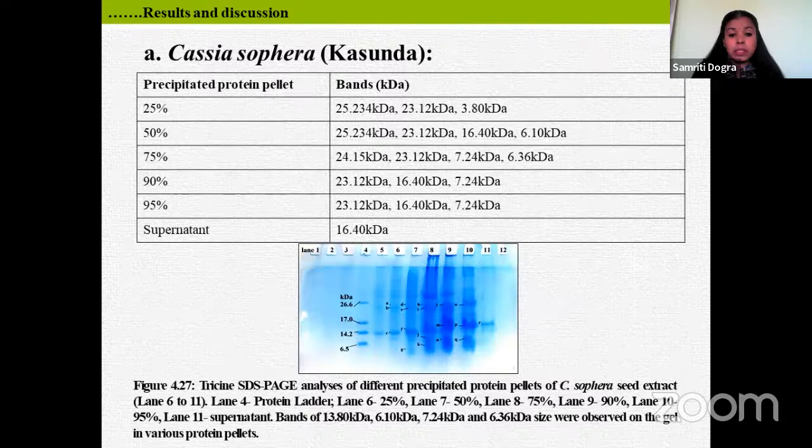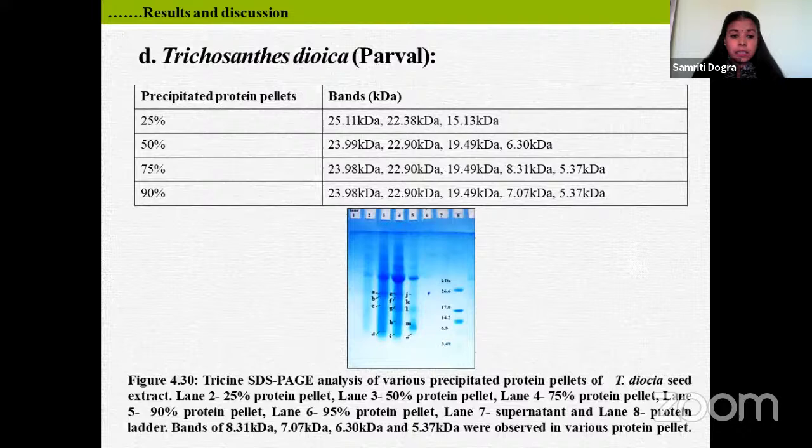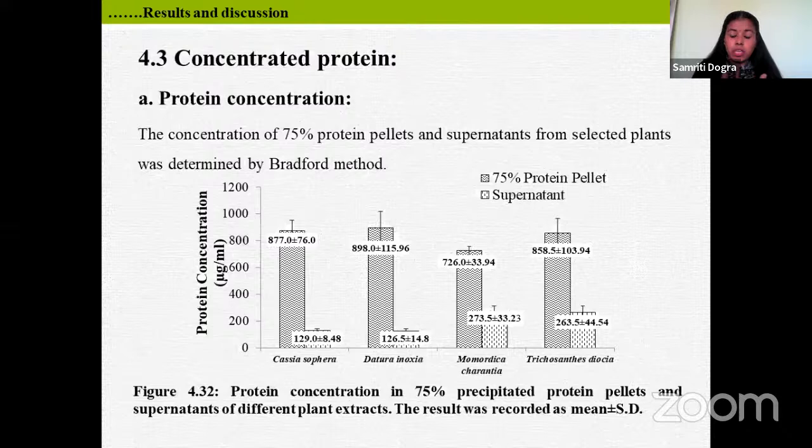So we carried out the tricine 16% gel for all the five plants. You can see different bands for all the five plants. After the five plant screening, we concentrated the protein sample, because we observed that we got a zone mostly after 75%, and we got a good percentage of protein. So we did a direct 75% protein cut of the selected four plants.